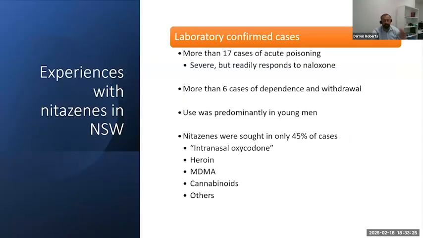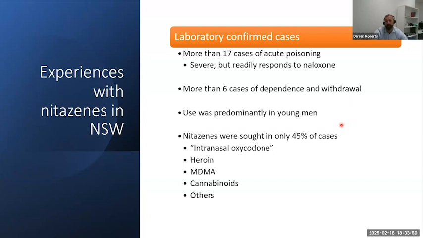So what are our experiences so far in New South Wales? We've had a number of experiences. First of all, with acute poisonings, we've had at least 17 cases of acute poisoning. These were all relatively severe, but most responded to naloxone, so that was useful. We've now had more than 6 cases of dependence where people developed some withdrawal, and some people had quite severe withdrawal. And so we're going to talk more about the implications of that.